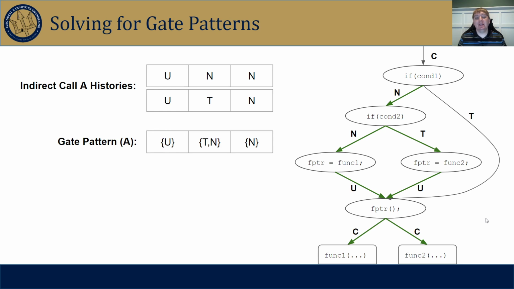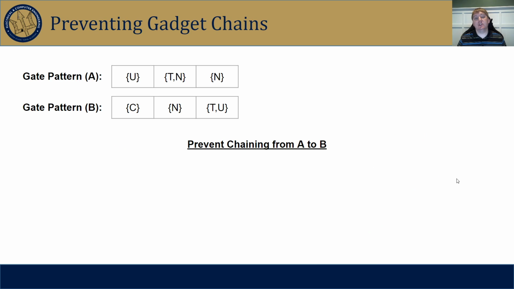So we expect that this gate pattern will match any feasible control flow through the control flow graph that we saw during one of these training input executions. And this is the first set of constraints that we pass into the SMT solver for it to solve for this gate pattern. The second set of constraints are what we use to prevent gadget chaining.